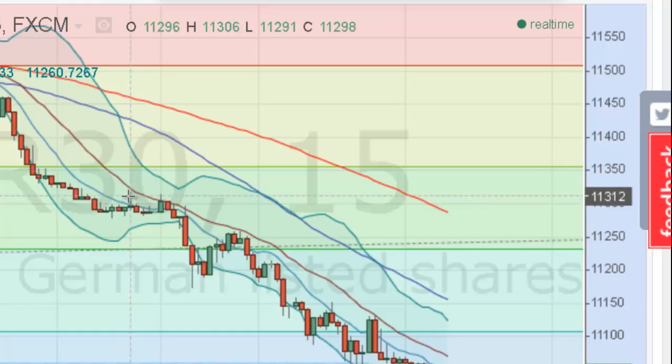So if I'm entering at 11,305, I want to get out at 11,265. So I place that order and fingers crossed. And who knows what's going to happen? This could be, oh, the market's turning around and it'll shoot up. We don't know.